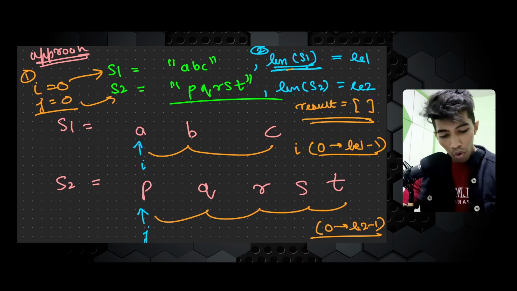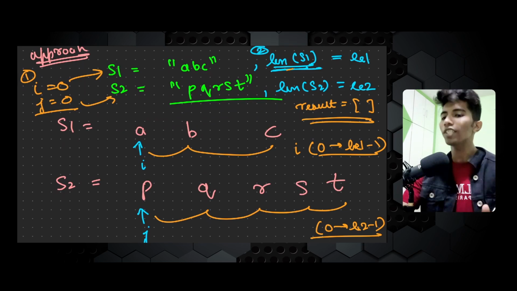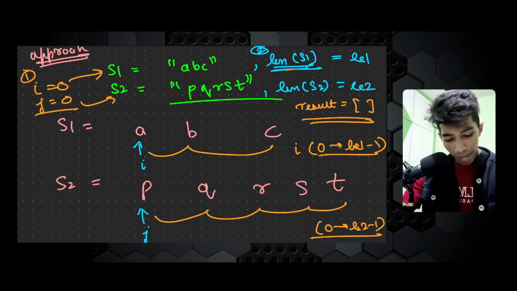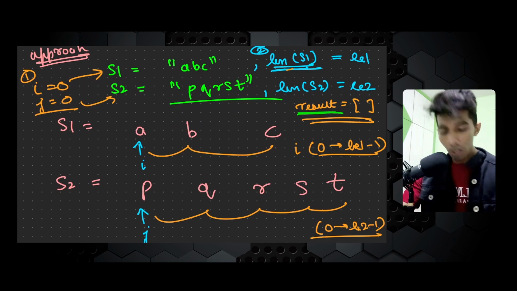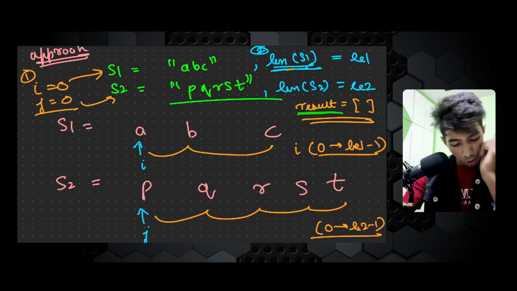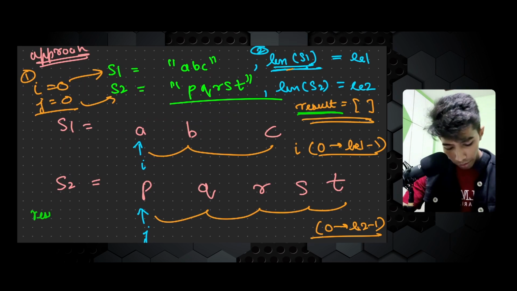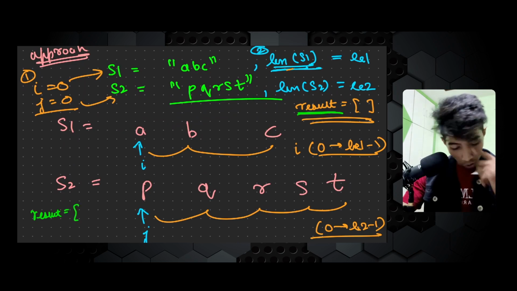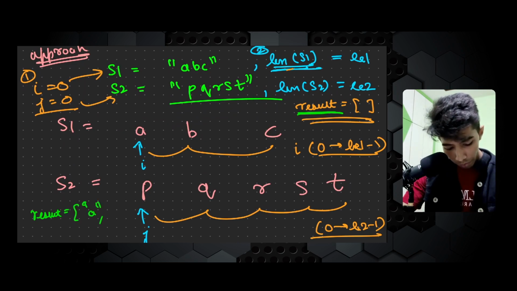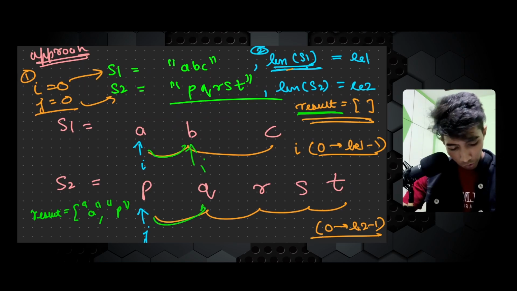And now in every step, I will append this into the result list. Consider a situation where I take my result right now as empty. So my I is over here, A, then my J is at P. Now my I shifts here and my J also shifts here.